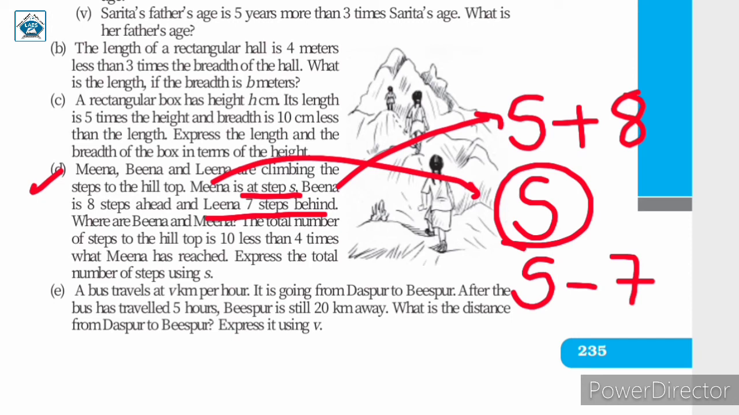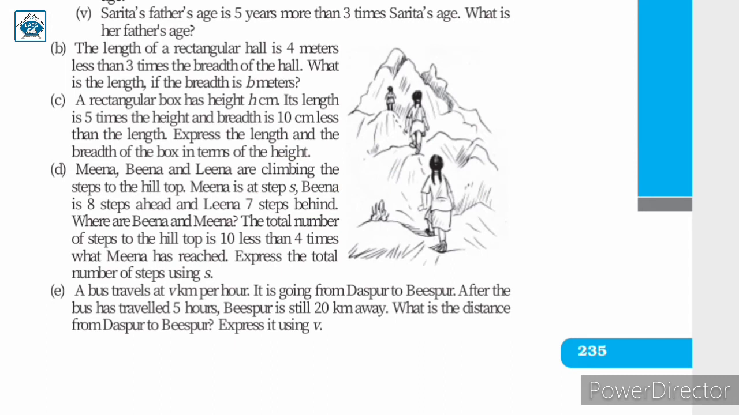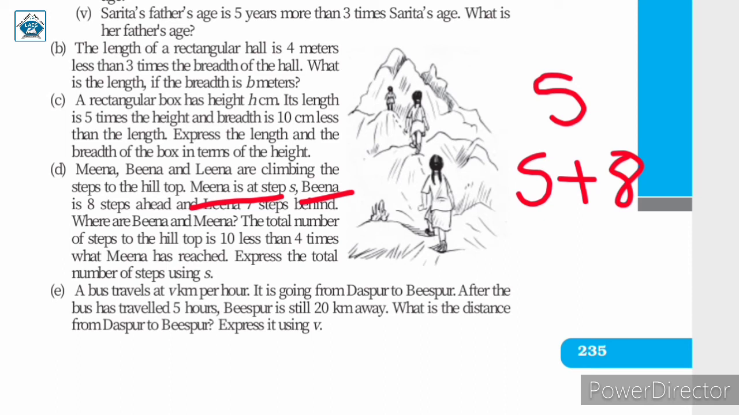So here we have the number of steps each has covered. Once again, Meena is at step S. Beena is 8 steps ahead, so it is S plus 8, and Leena is 7 steps behind, so it is S minus 7. So these are the number of steps covered by Meena, Beena and Leena respectively. Now we need to find the total number of steps.